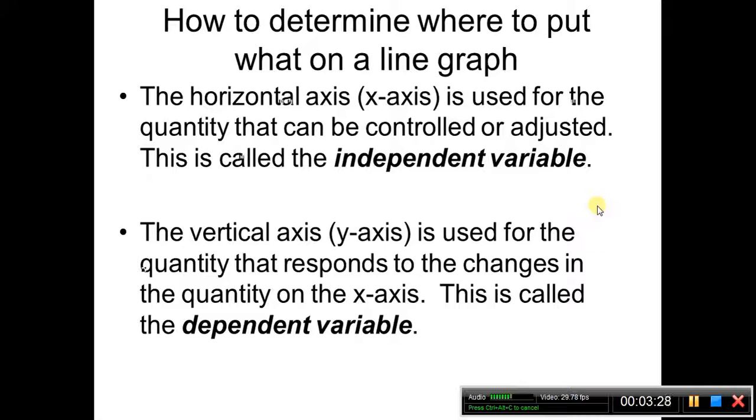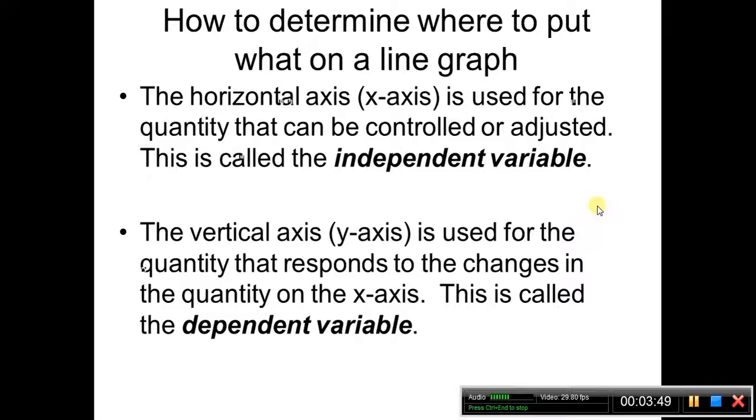On the vertical axis, it's used for the quantity that responds to changes in the quantity on the x-axis, and that's called the dependent variable. So the dependent variable will always go on the y-axis. The independent variable always goes on the x-axis. And you can think of the dependent variable as kind of the data. That's the data that you're measuring.